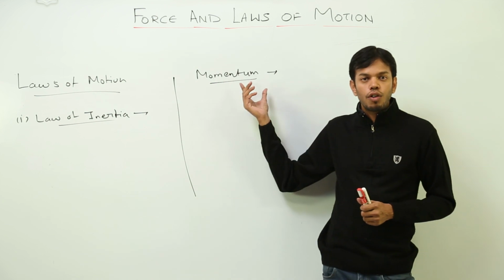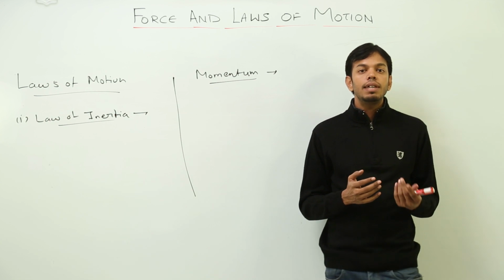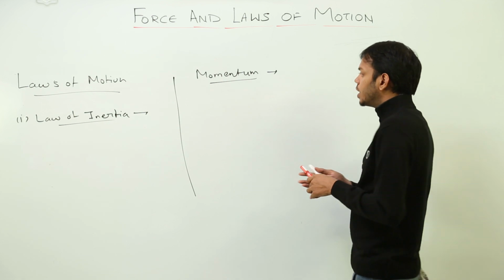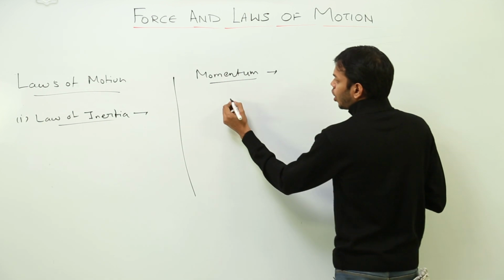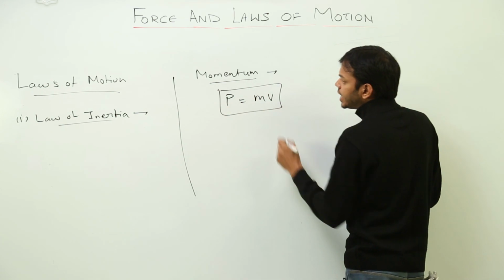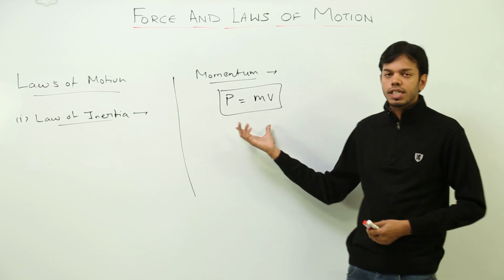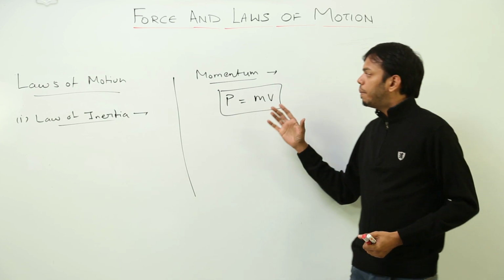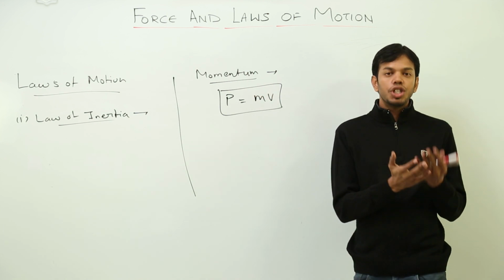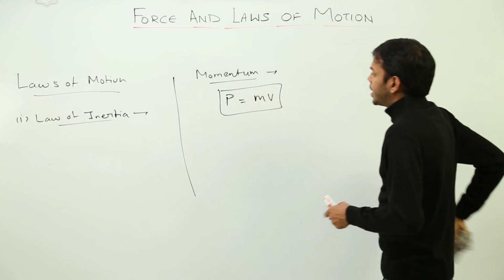Momentum is the quantity of motion contained in the body. Quantity of motion, how much motion is involved in the body, and it involves both of the terms, that is mass as well as velocity. So momentum, denoted by P, is the product of mass and velocity of the body. That is the definition, but it is understood as the measure of the quantity of motion contained in the body, right? That is momentum.